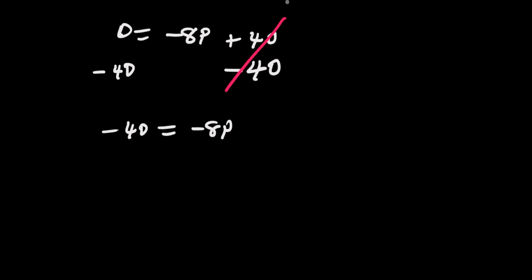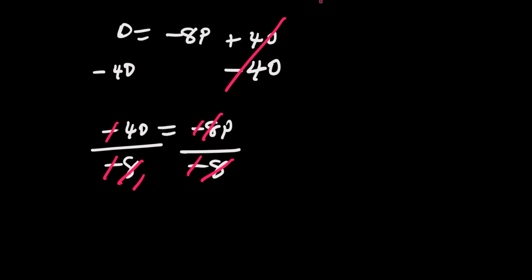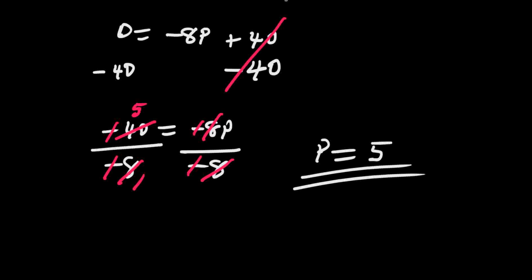So now divide both sides by the coefficient of p, negative 8. The negative will cancel the negative from here. 8 divided by 8 is 1, and 40 divided by 8 is 5. Therefore, p is equal to 5, and this is the answer to this question. All right, let's go on. Question 3.